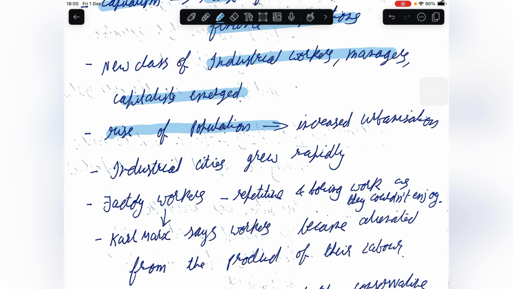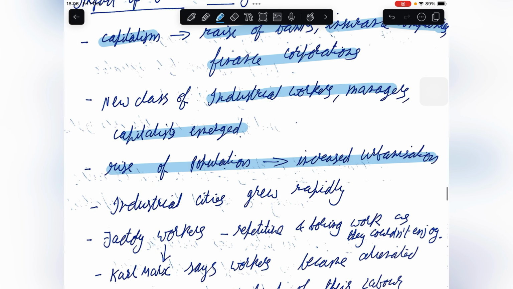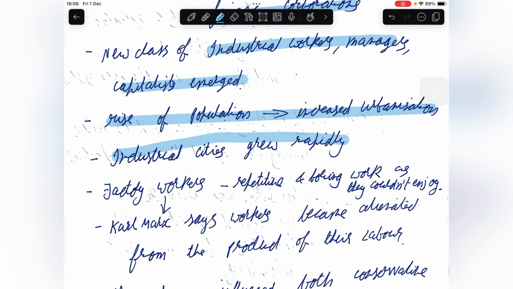Rise of population and increased urbanization. Population increased, which in turn led to urbanization. People went to cities because of the need for work in the factories, thereby increasing urbanization. Industrial cities grew rapidly. Factory workers had repetitive and boring work that they couldn't enjoy. The work isn't very creative. It's just like a robot. On the assembly line, they just put things together.